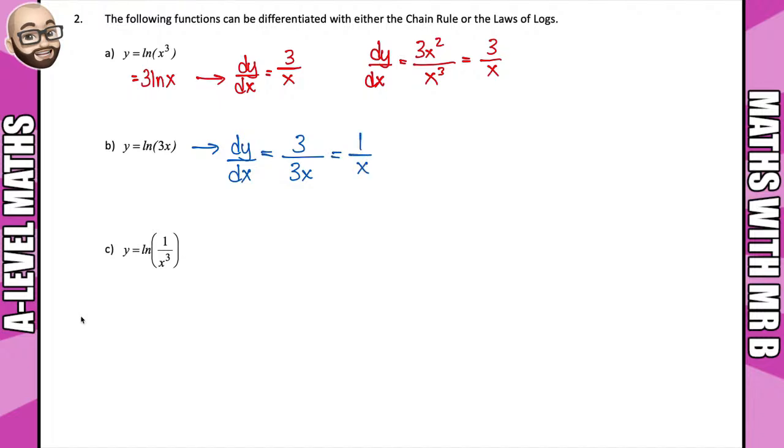Now this answer actually occurs any time we have an ln of some multiple of x. So if that wasn't a 3, if this number here was like a 10, we'd get a 10x at the bottom and a 10 at the top, and the 10's would cancel out, and we still get left with 1 over x. So any time we're differentiating y equals ln of a multiple of x, we're always going to get 1 over x.